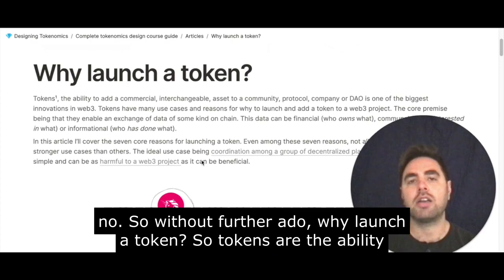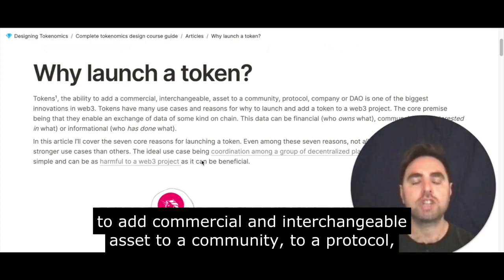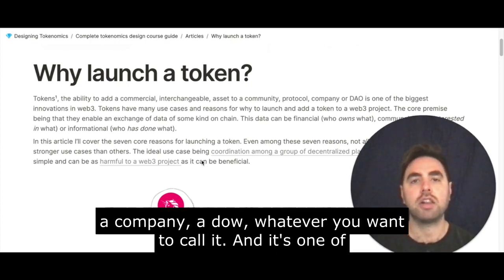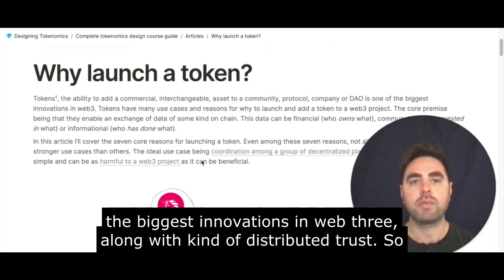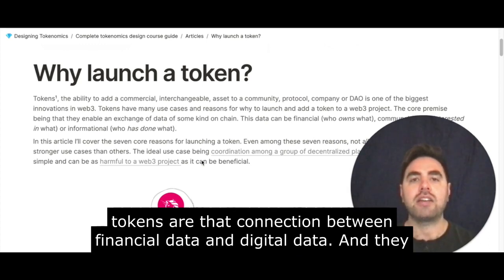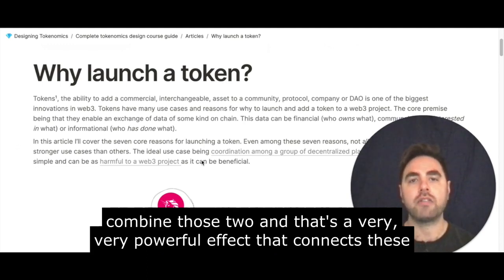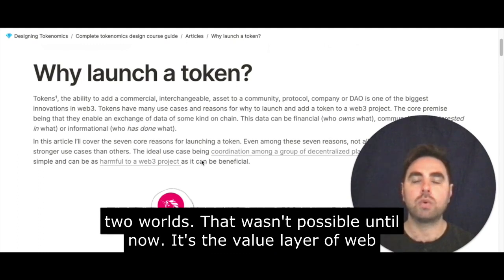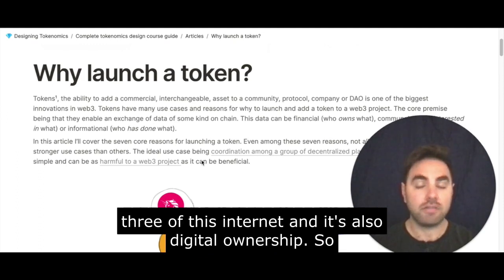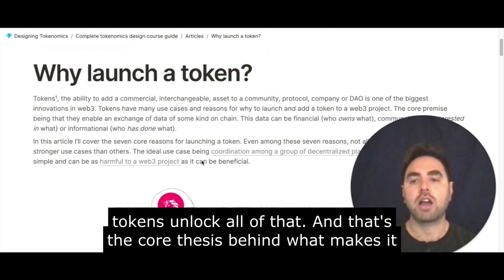So tokens are the ability to add a commercial and interchangeable asset to a community, a protocol, a company, a DAO, whatever you want to call it. And it's one of the biggest innovations in Web3, along with distributed trust. So tokens are that connection between financial data and digital data. And they combine those two, and that's a very, very powerful effect that connects these two worlds that wasn't possible until now. It's the value layer of Web3, of this internet, and it's also digital ownership. So tokens unlock all of that, and that's the core thesis behind what makes it so important.